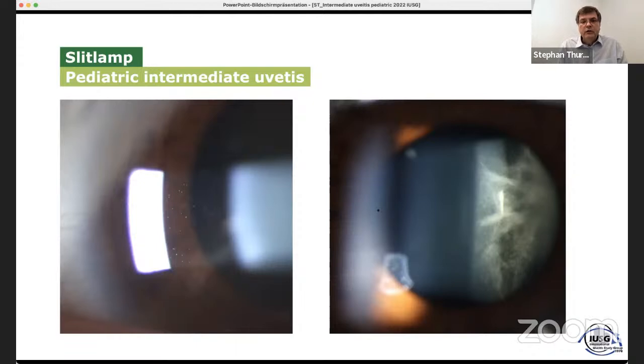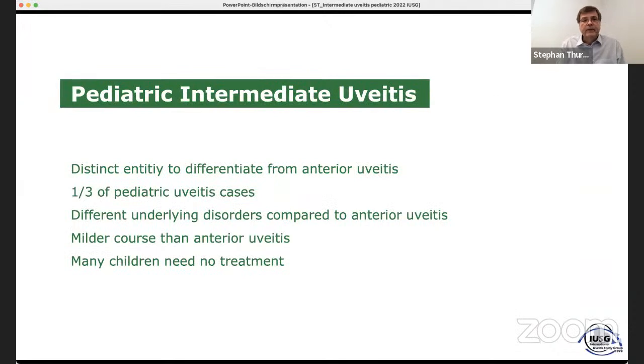These are two images from the same eye at the same moment, where you can see the infiltrates and the anterior chamber involvement with cells. But you see that when you focus on the area behind the lens in the anterior vitreous, you can see all these infiltrates and the cellular infiltrates, and see that the predominant site of inflammation here is the vitreous, and therefore this is a patient with intermediate uveitis.